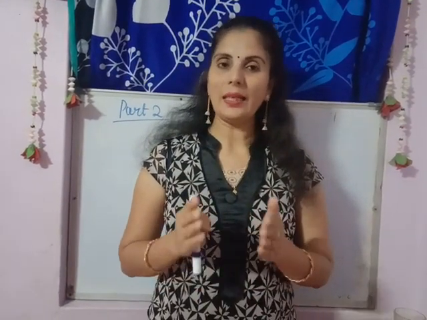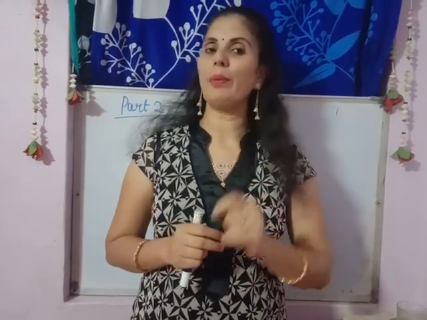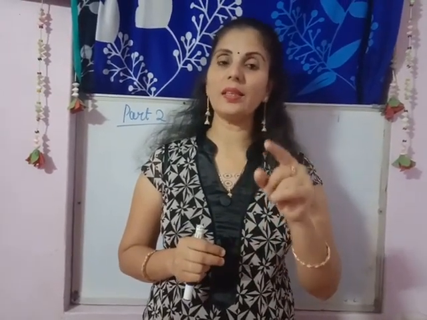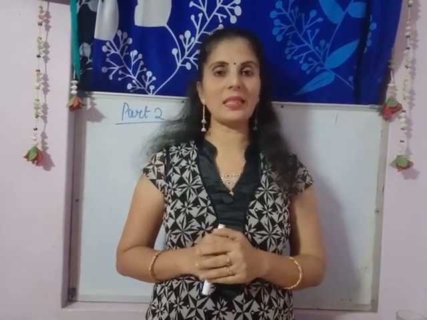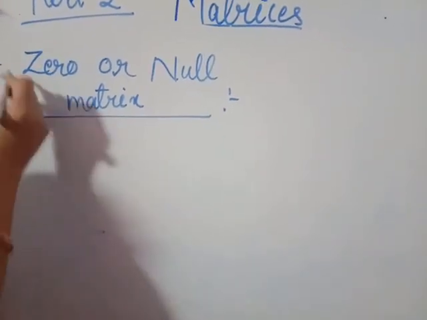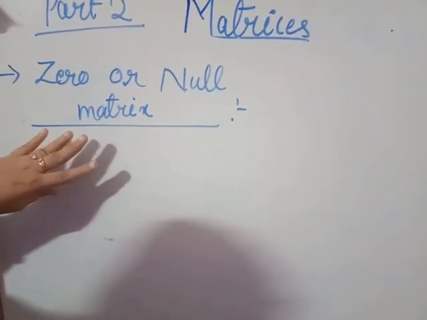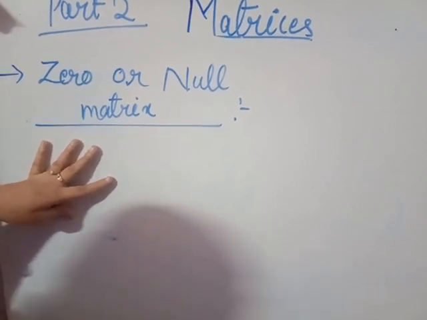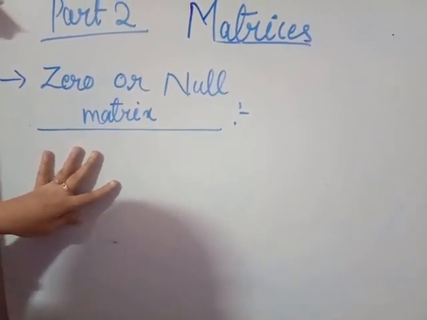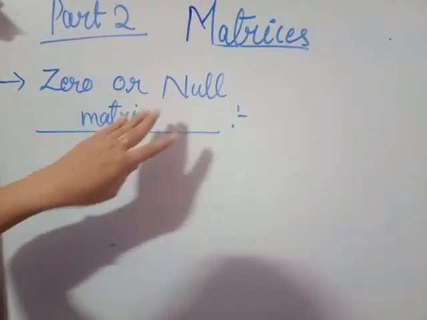So children, now we will go to our topic, that is the second part of the matrices. Hope you understand whatever I have taught in the previous class. Now enjoy it and do it, and make it fun. Before going to the new types of matrix, I want to remind you of the different types of matrix I taught in the previous class: one is the row matrix, second the column matrix, then square matrix, then rectangular matrix. Then the other form of matrix is the zero or null matrix.